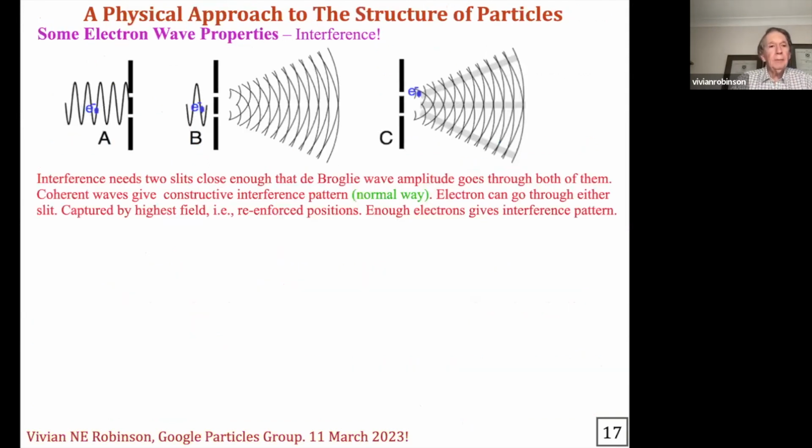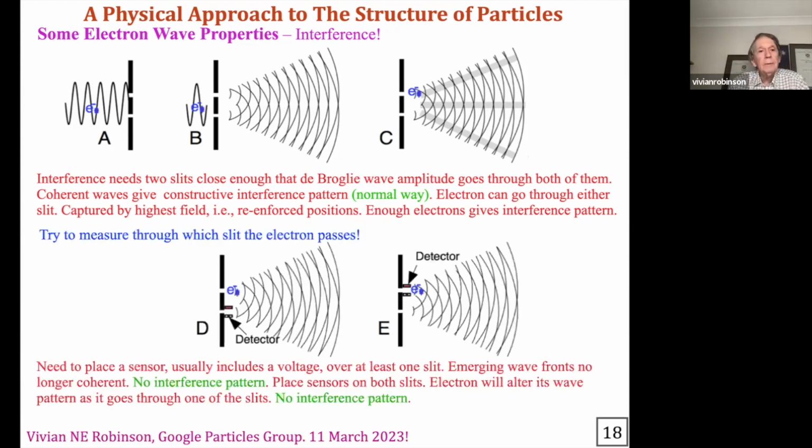But there are some other awkward properties. One of them is interference. Well, it's fairly straightforward. You have two slits. The de Broglie wave is an electromagnetic wave. It will just pass through, and if there's no disturbance, the waves interfere in the normal manner, and it really doesn't make any difference which slit the electron passes through. It'll gather along the greater strength, and if you have enough of them, you'll get your interference pattern.